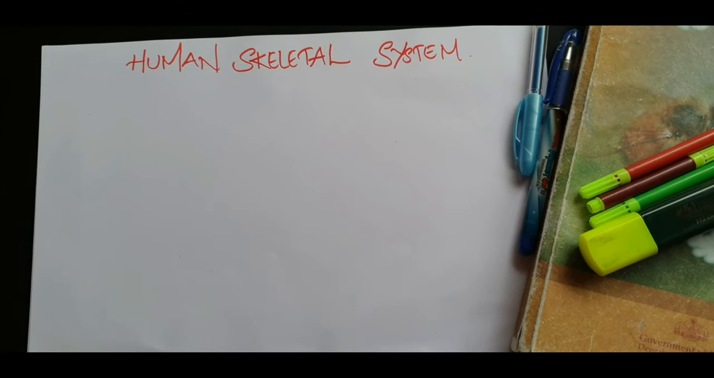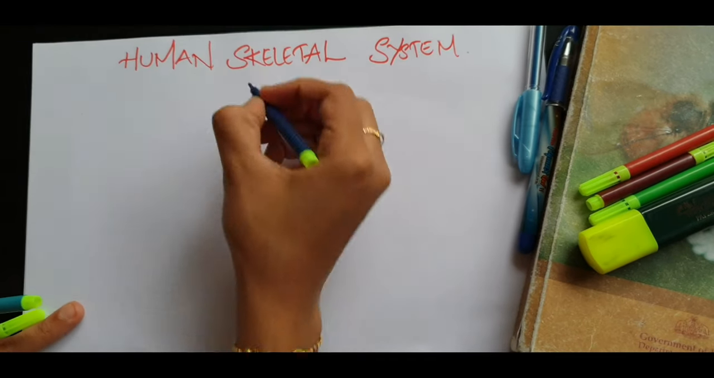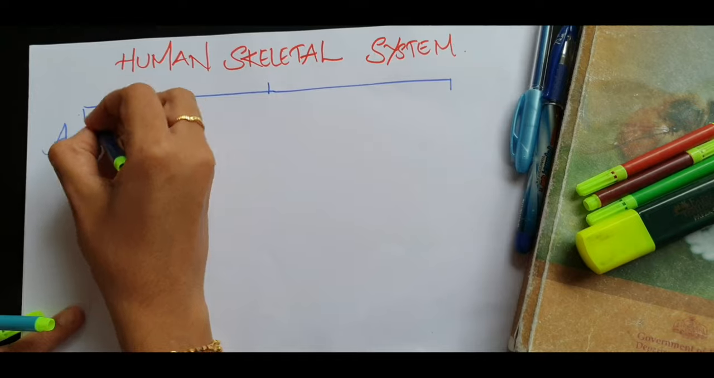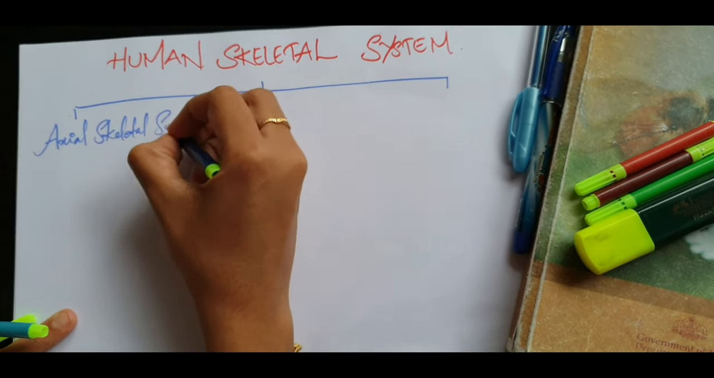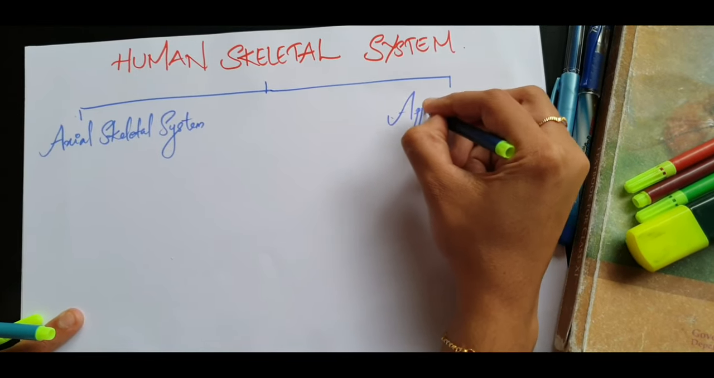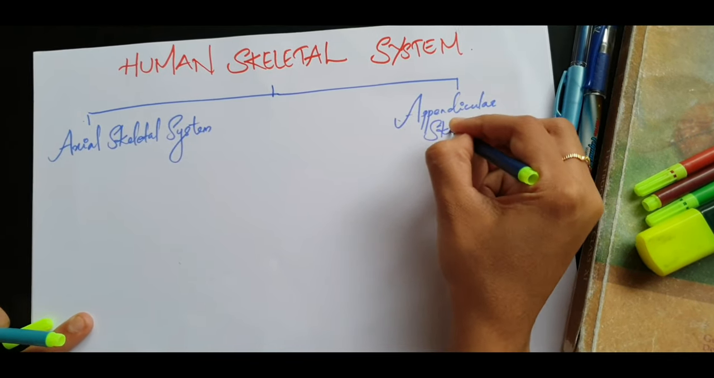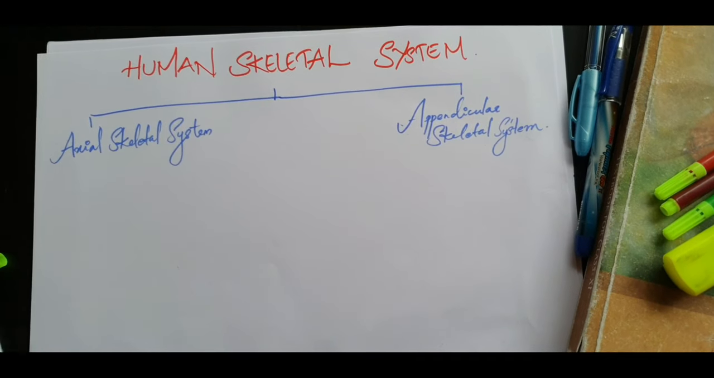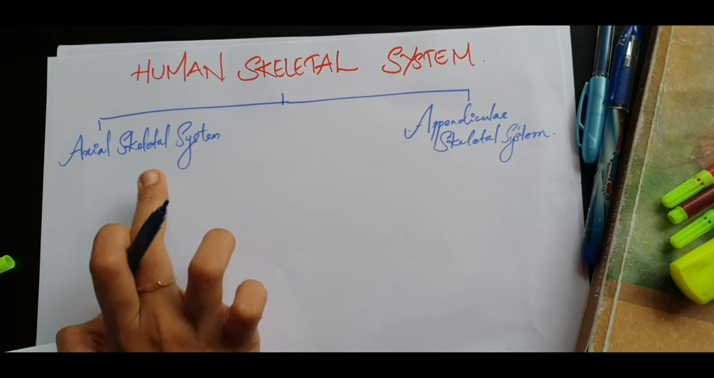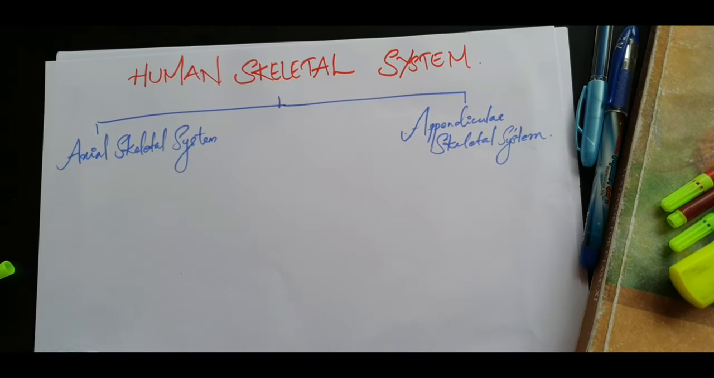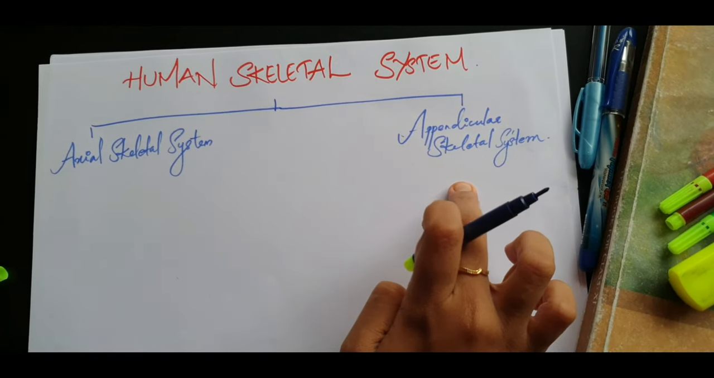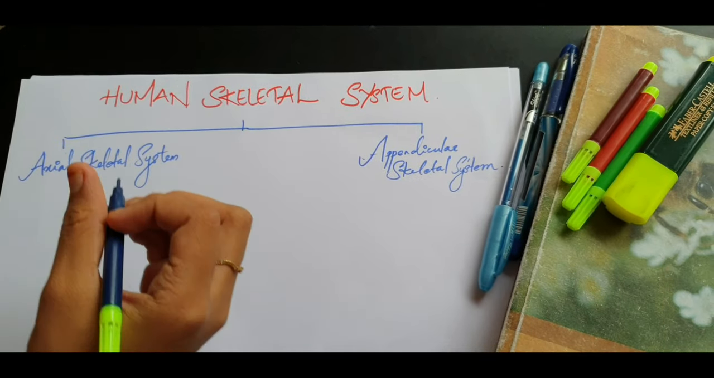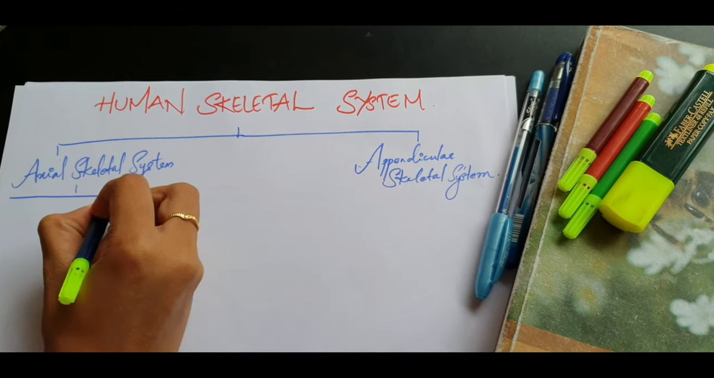Next, we have to study the main classification of the human skeletal system. The human skeletal system is further divided into two: axial skeletal system and appendicular skeletal system. Next, what is the axial skeletal system? The axial skeletal system is the bones present on the main central axis of the body. Next, the appendicular skeletal system consists of the limb bones and the bones that connect limbs to the axial skeleton, which are called girdle bones.